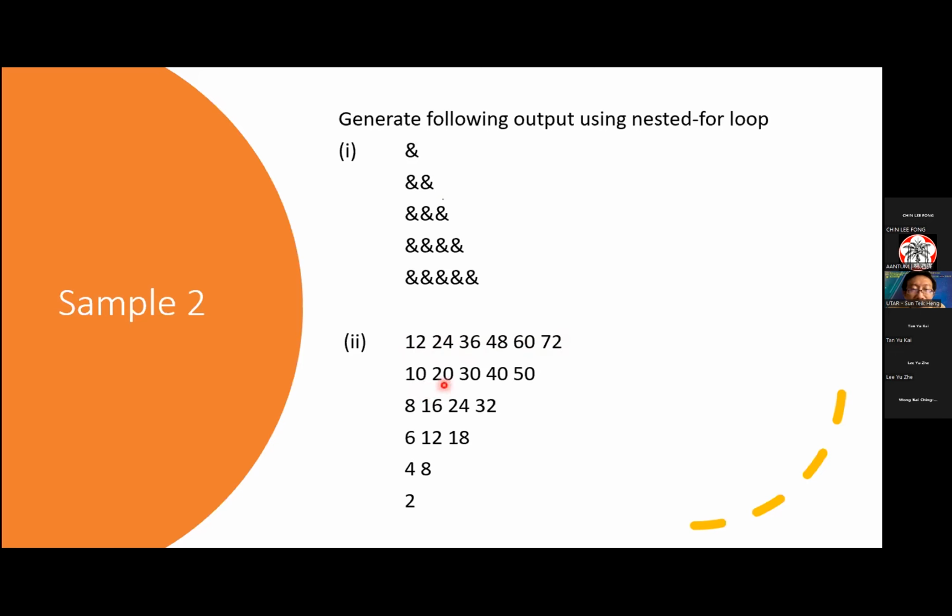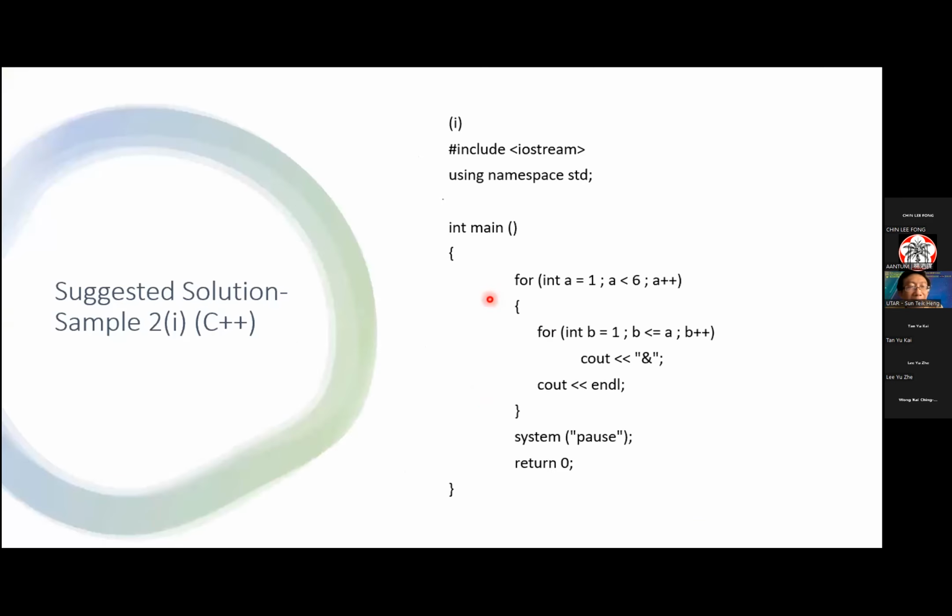The second line, you can see it starts with 10. So 10 times 2 is 20. 10 times 3 is 30. 10 times 4 is 40, 10 times 5 is 50. You can observe the sequence like that, so you are able to guess how to write the program. So the first part of the program is straightforward. We just change the asterisk, like in the program example shown to you just now, to ampersand.